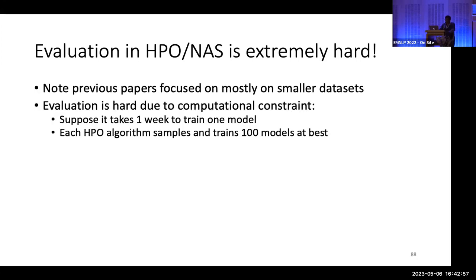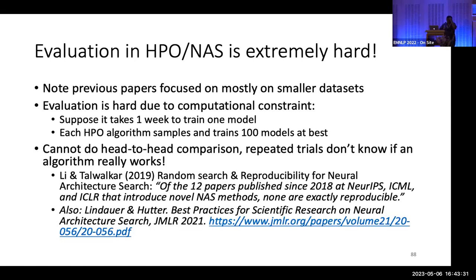Okay. All right. So why is HPO and NAS hard to evaluate? Basically, there's a fundamental limitation: we want to do HPO because it takes time to do it. You want to save time, right? So by definition, it takes a long time to train a model. So of course, if you want to run an HPO algorithm that trains, say, 100 models, that's 100 times the amount of budget, right? So basically, it's very hard to run experiments, right?